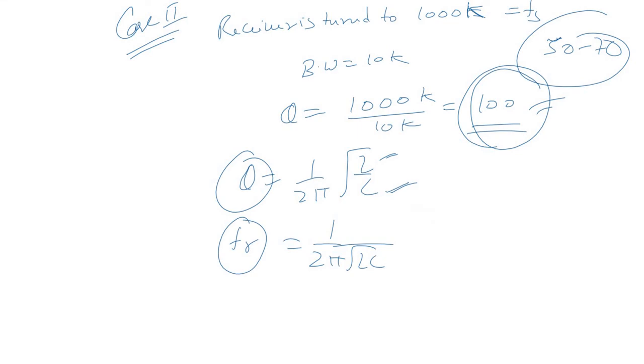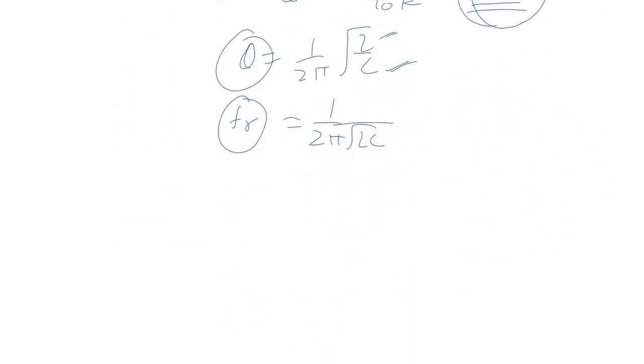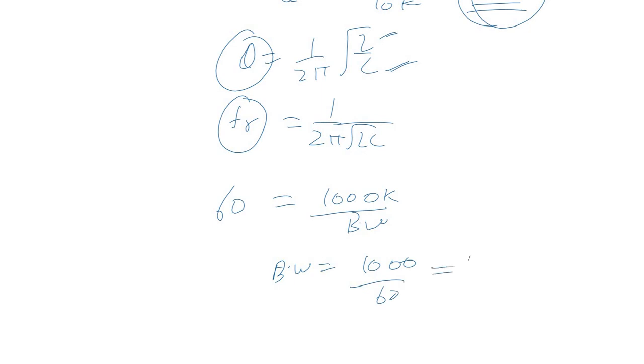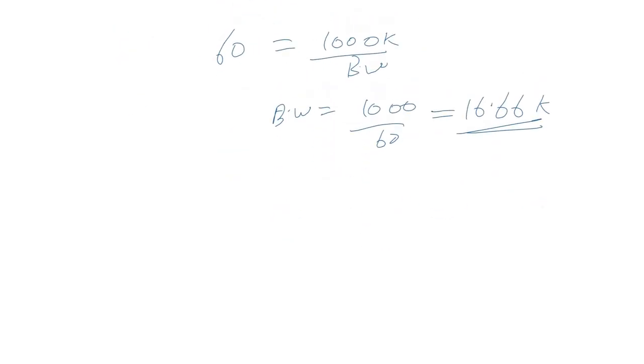Now to get the quality factor of 60 that we got for case 1, if the quality factor has to be maintained at 60 and the resonant frequency is 1000 kilohertz, the bandwidth required will be 1000 by 60, and it comes out to 16.66 kilohertz, right? So the band of frequency in which the signal was contained is 10K, but the bandwidth of the tuned amplifier is 16.66 kilohertz.